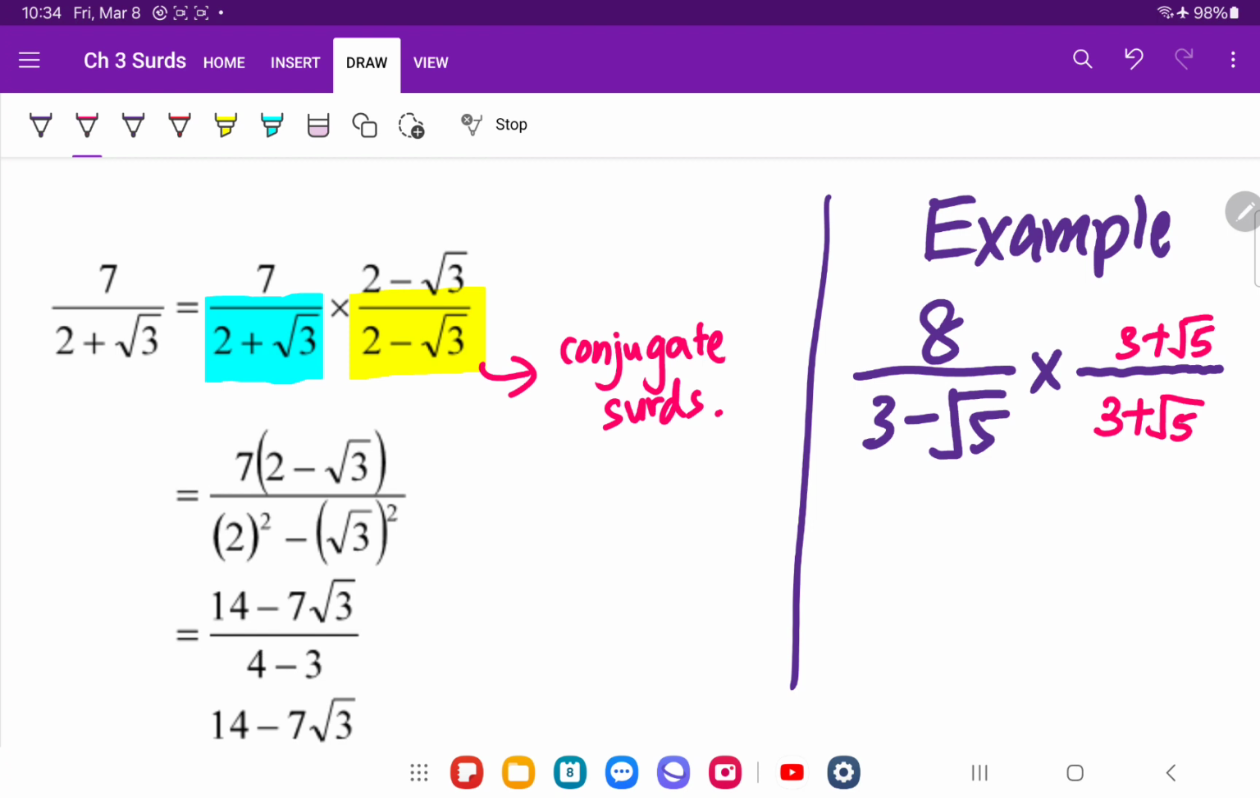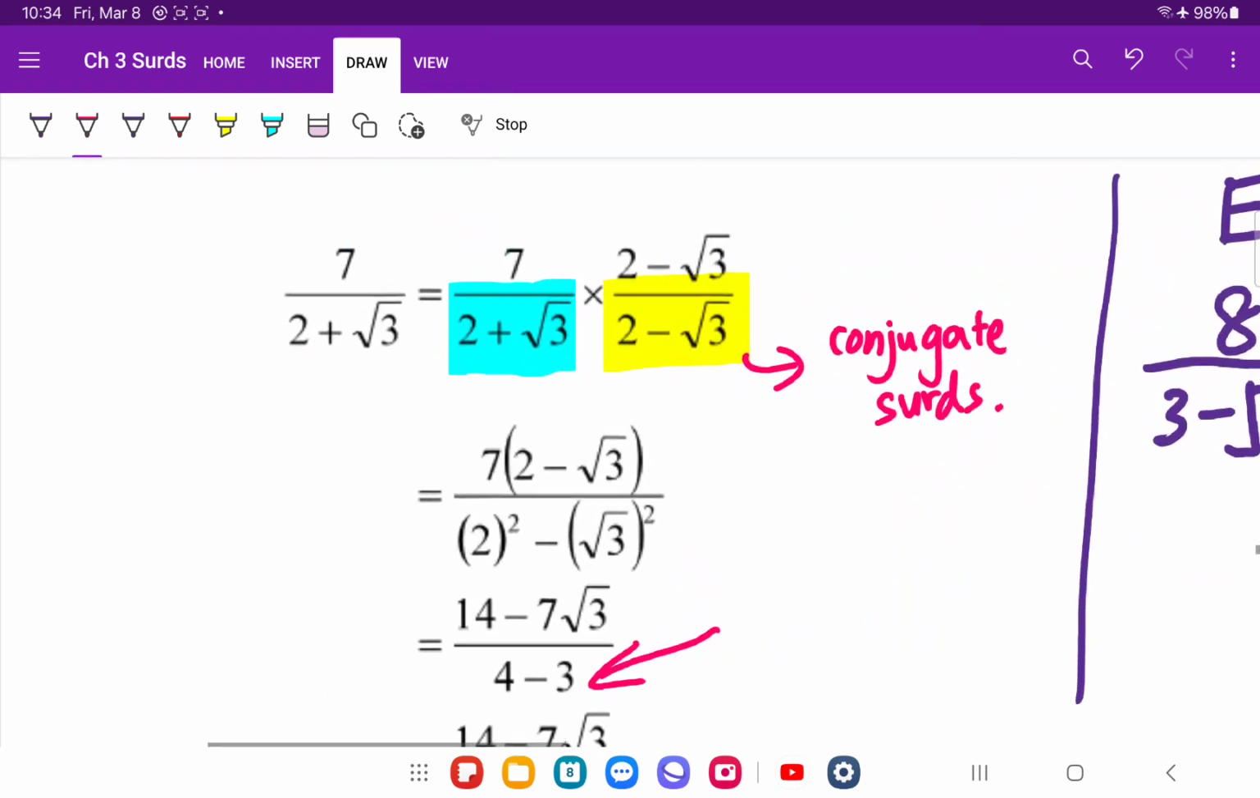Are you following me? Because, Joven, the purpose is to rationalize the denominator until you get something that doesn't have surds. If you put a 1, do you actually change the whole fraction? You don't. Your fraction still got surds, and then you go back to square 1. Okay? So with that, let's zoom in on the idea of conjugate surds.